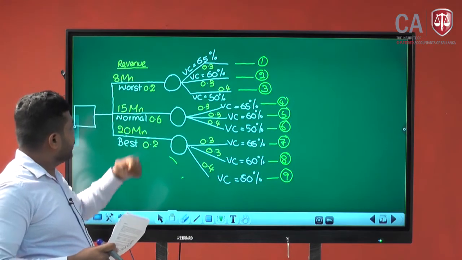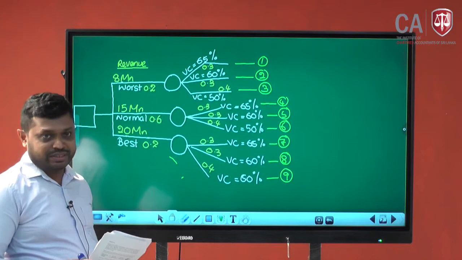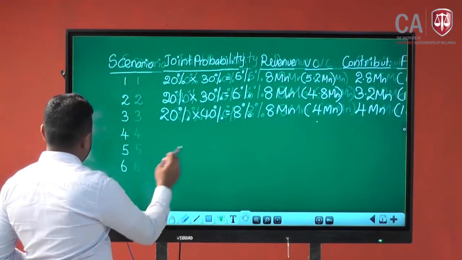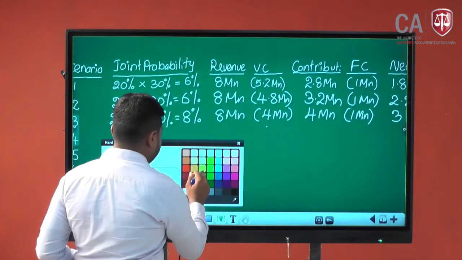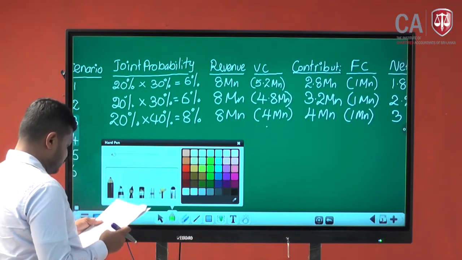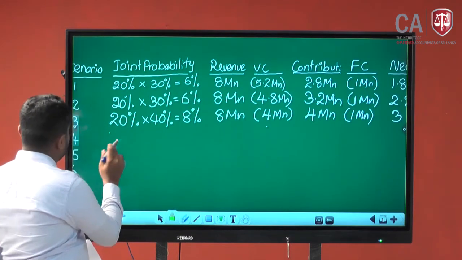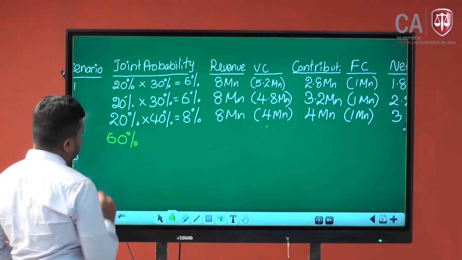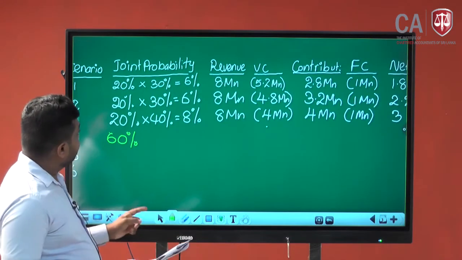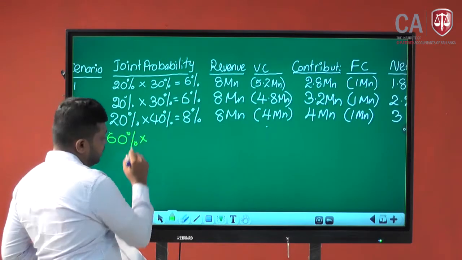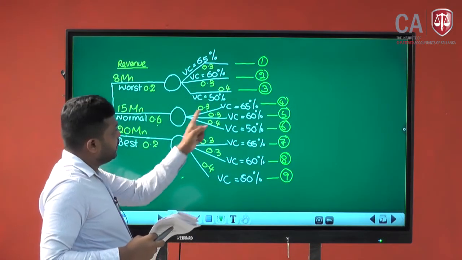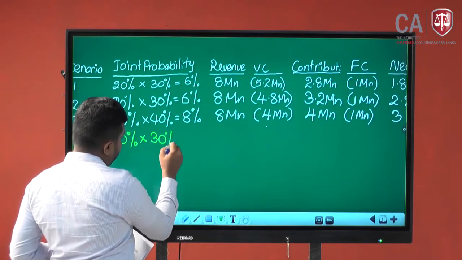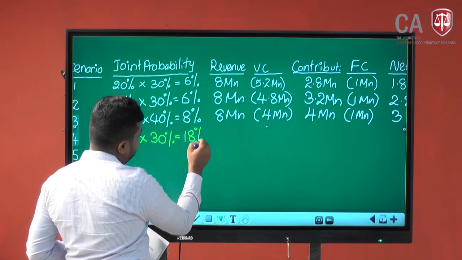In the normal scenario, the revenue will be 15 million with the probability of 60%. Fourth scenario. There is a 60% chance you will operate in a normal scenario. You can go back and see: 60% probability into 30% joint probability is 18%.